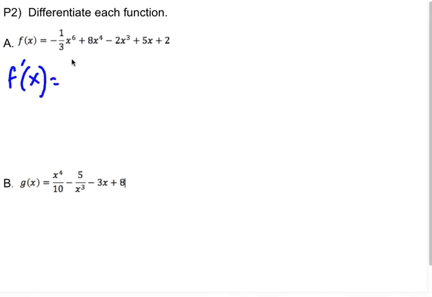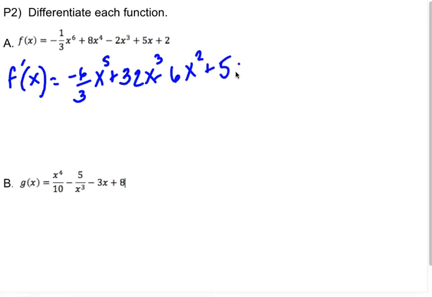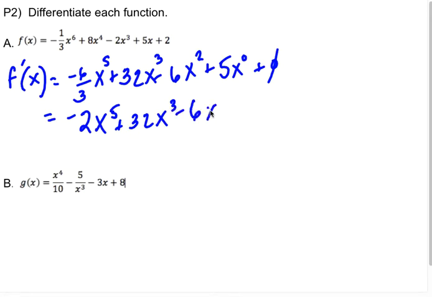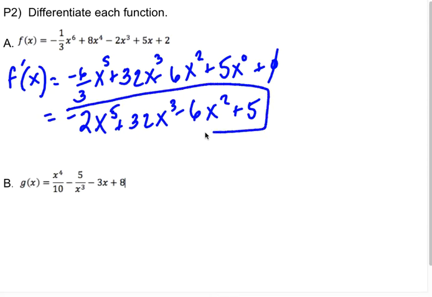So when I do A, right, my f prime is going to be a negative 6/3, which I'm going to clean up in a sec, x to the 5th, plus a 32x to the 3rd minus a 6x squared plus a 5, technically x to the 0, right, if you need that step. I don't know if you do, plus a 0. So again, the 5x to the 0 is just a 5, right? So I'm going to get that this is a negative 2x to the 5th plus 32x cubed minus 6x squared plus a 5. And that's my f prime.